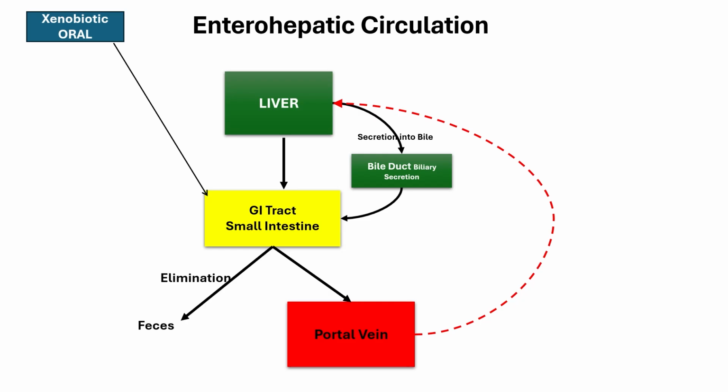But if reabsorbed, they return through the portal vein to the liver, shown here. This recycling loop, known as enterohepatic circulation, keeps the compound in circulation longer and extends its half-life, and it has the potential to amplify toxicity.